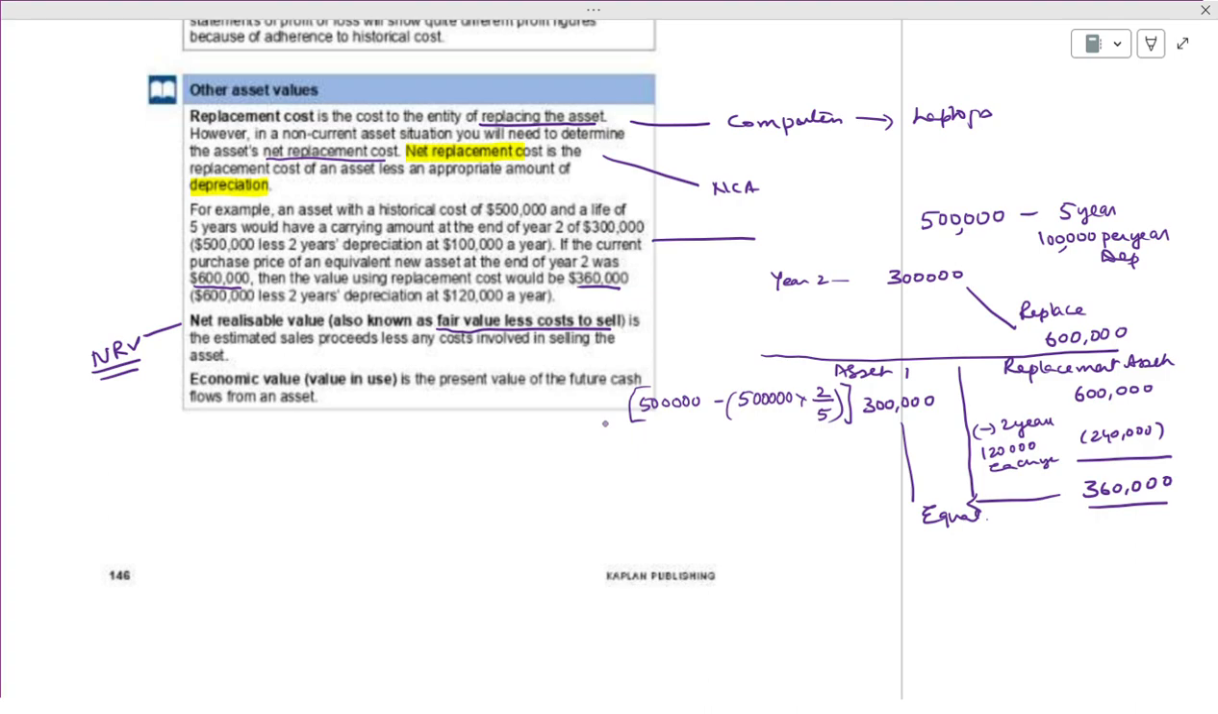Okay, economic value in use. You are not selling the asset, you are using the asset. In that case, what will you do? You will calculate the present value of future cash flows. We have done net realizable value, value in use, and replacement cost.